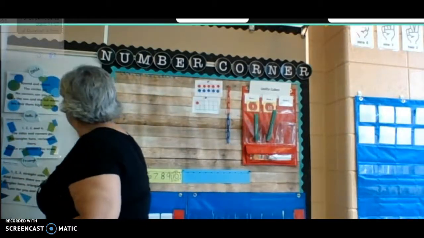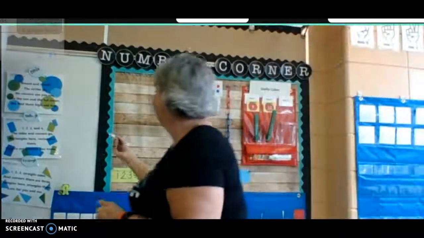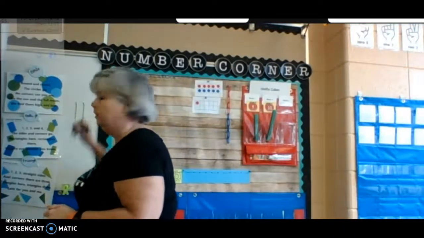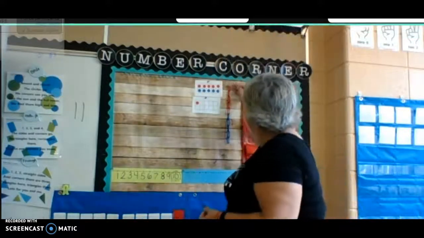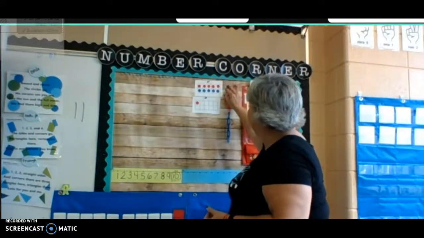Let's erase this all off here. Do you know how to write an 11? A 1 and a 1. That's how you write the number 11. A 1 and a 1. Okay, we're going to add a clip. And we're going to start a new chain because we have how many here?